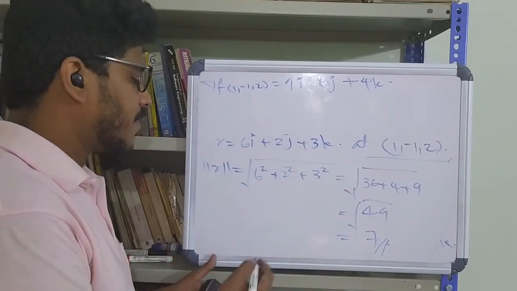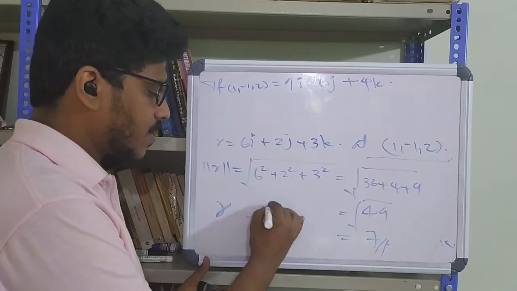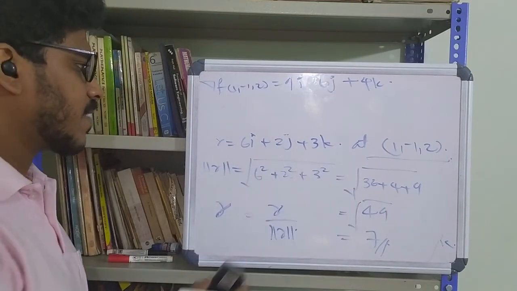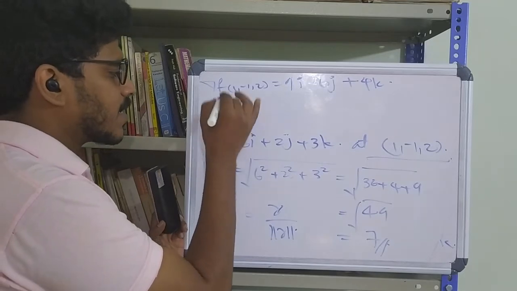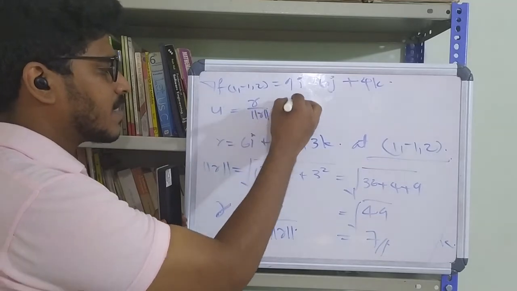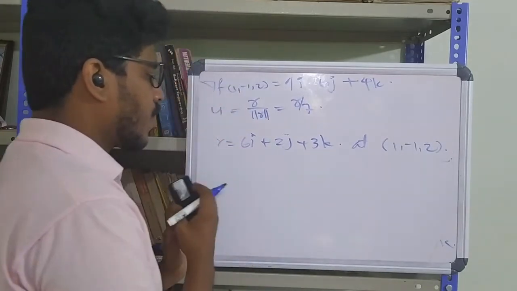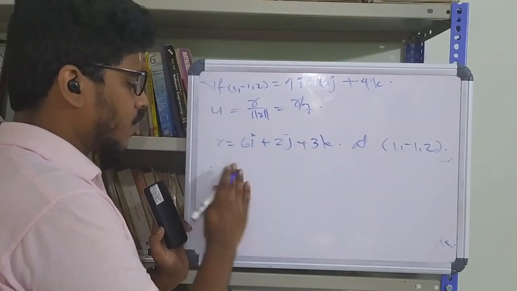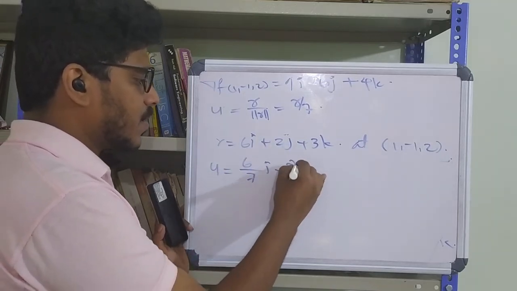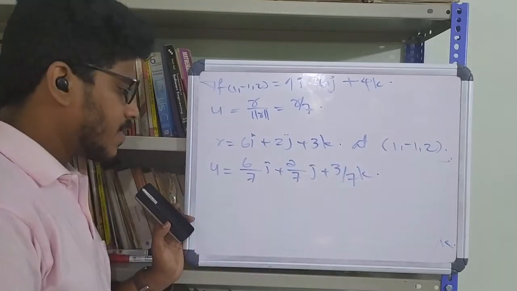So how can we calculate the unit vector in the direction of r, which is nothing but r by the absolute value of r. We got the absolute value as 7 here, and we know what r is. So the unit vector in the direction of r, u, can be found as r by norm r, which is r by 7. So u equals 6 by 7 i plus 2 by 7 j plus 3 by 7 k. Right, so this is the u.